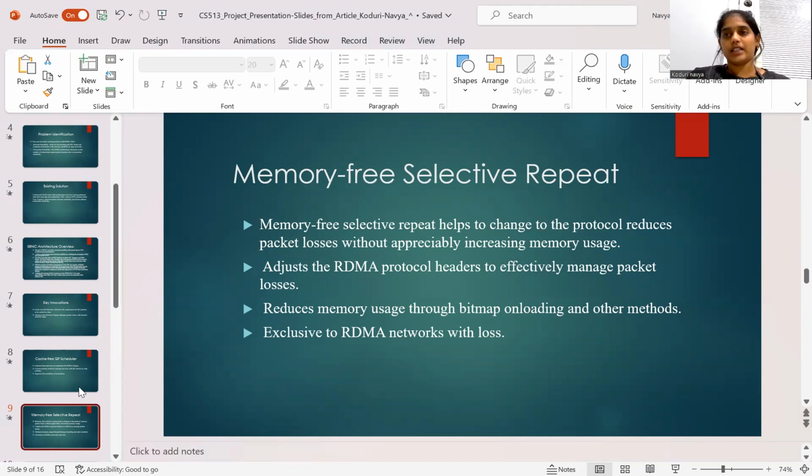And the next slide is the memory-free selective repeat. This helps to change the protocol to reduce the packet losses without extensively increasing the memory usage. It also adjusts the RDMA protocol's header to effectively manage packet losses, and reduces the memory usage through bitmap unloading and other methods exclusive to RDMA networks with loss.